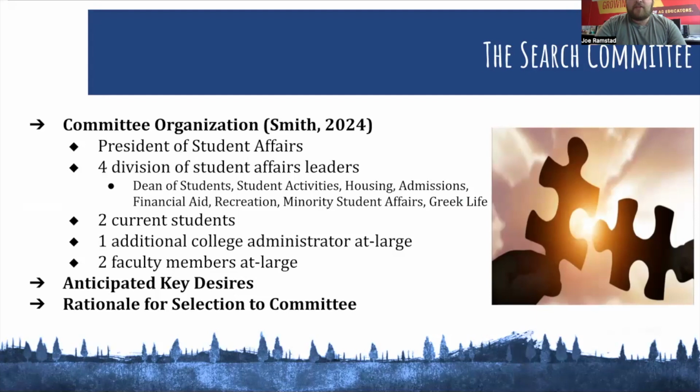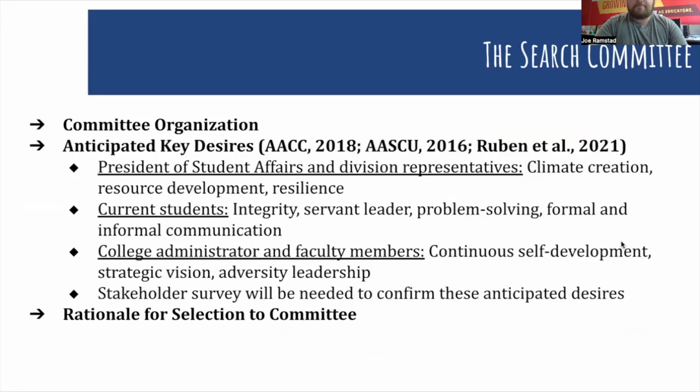First, I suggest having the president of student affairs, along with 4 individuals representing 4 different divisions of the student affairs in terms of their leadership. This could be anywhere ranging from the dean of students all the way to Greek life. So 1 individual from each of those 4 different divisions, 2 current students, 1 additional college administrator at large, and of course, 2 faculty members at large to represent the different opinions of the teaching staff and researchers that are on campus. Each of these individuals serve a key rationale and purpose, which we'll talk about here momentarily.